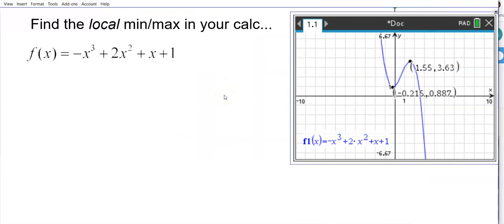So if it asks for the min or max, this is the relative max, and this is the relative min, as ordered pairs. If it asked for the max value, it's 3.63 in that area, the local max value, if it asks for that one. But in this case, we're really looking for the ordered pair. So it depends: are you asking for the value or are you asking for the ordered pair? If it just says min or max, it's asking for the ordered pair.